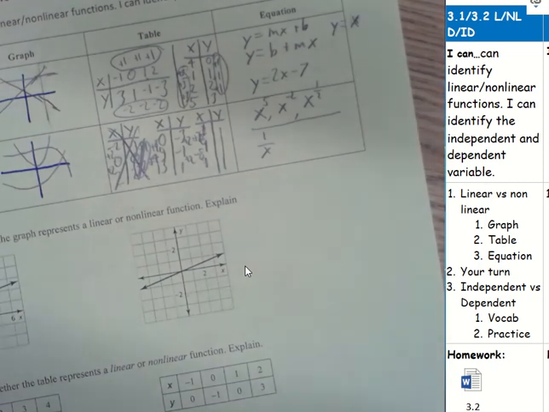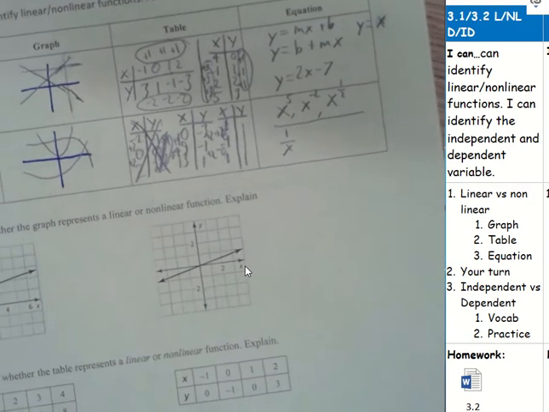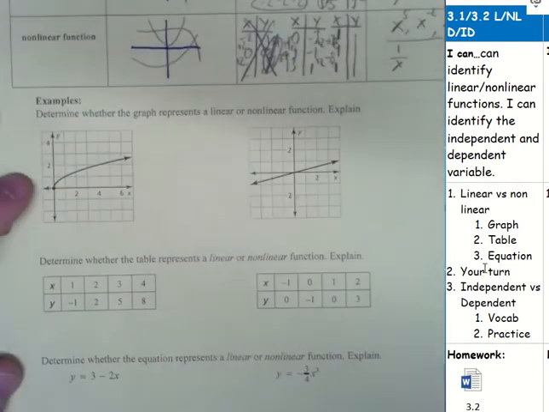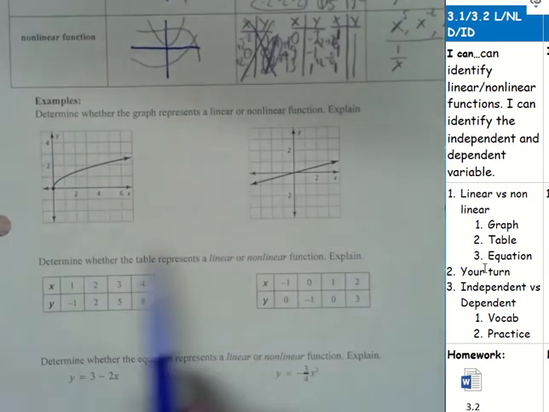Okay. So let's take a look at some examples here. This is your time to try some. So I want you to try these 6. Go ahead and pause the video.